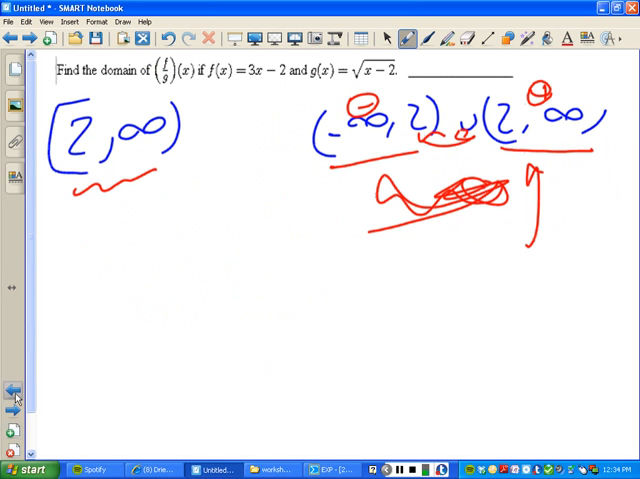Now, Wynn, what do you want to change your answer to? I want to put the parentheses instead of the bracket. Okay. When we write this, what are we saying? It can be any positive number, and it can also be 0. That's what this means. When you see that, that's what you're saying. Now, does that work?